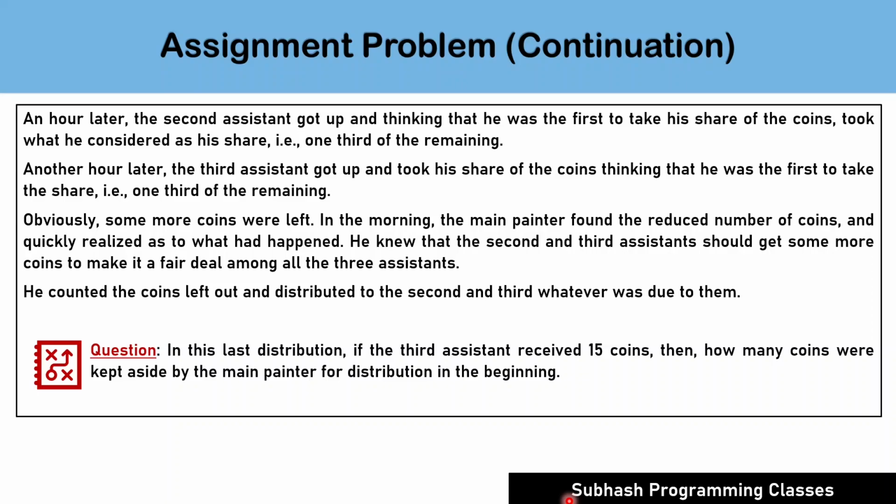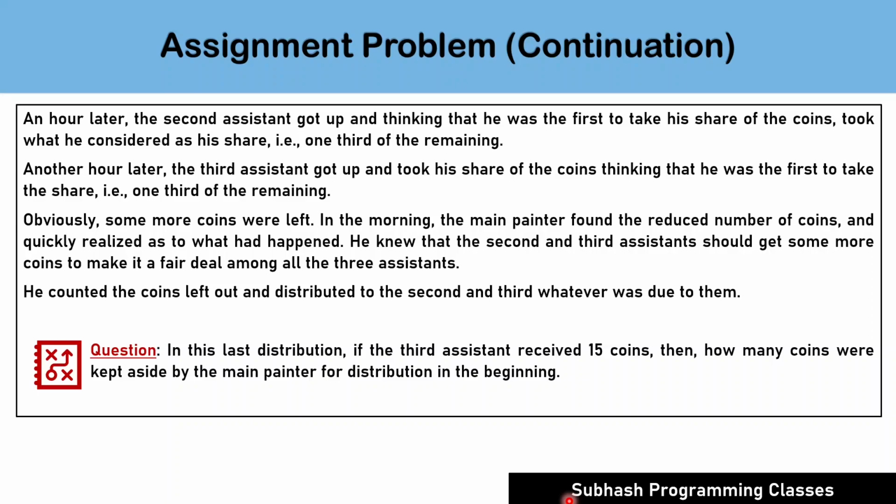In the morning, the main painter found the reduced number of coins and quickly realized as to what would have happened. He knew that the second and the third assistants should get some more coins to make it a fair deal among all the three assistants. He counted the coins left out and distributed to the second assistant and the third assistant whatever was due to them. Now, the problem that you need to solve is this.